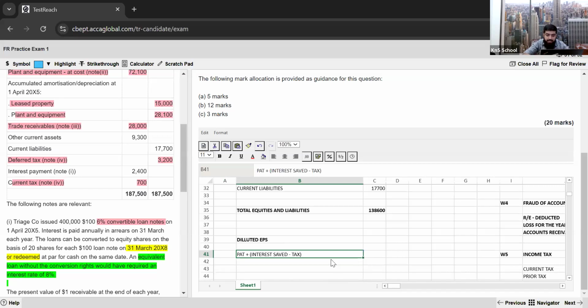And we are going to divide it by the number of shares. Total number of shares that is after the conversion. What will be the total number of shares? We are going to divide it by the total number of shares. Are we getting the point?